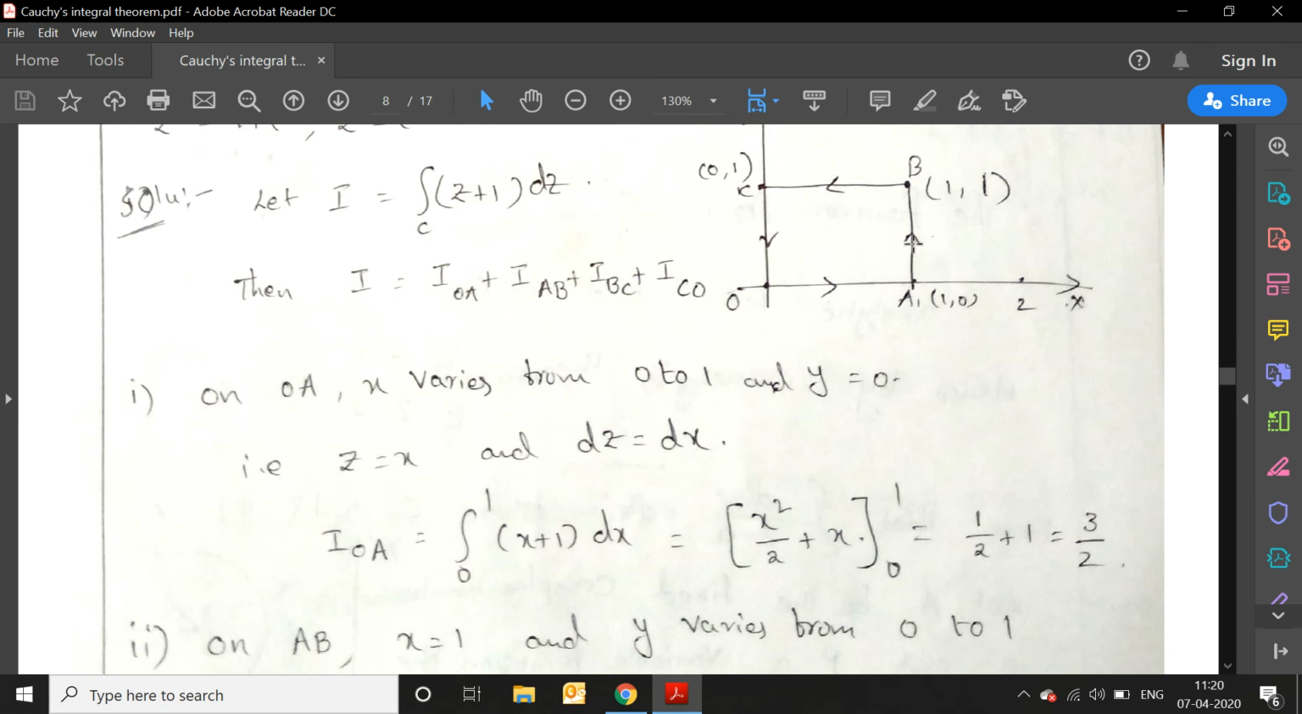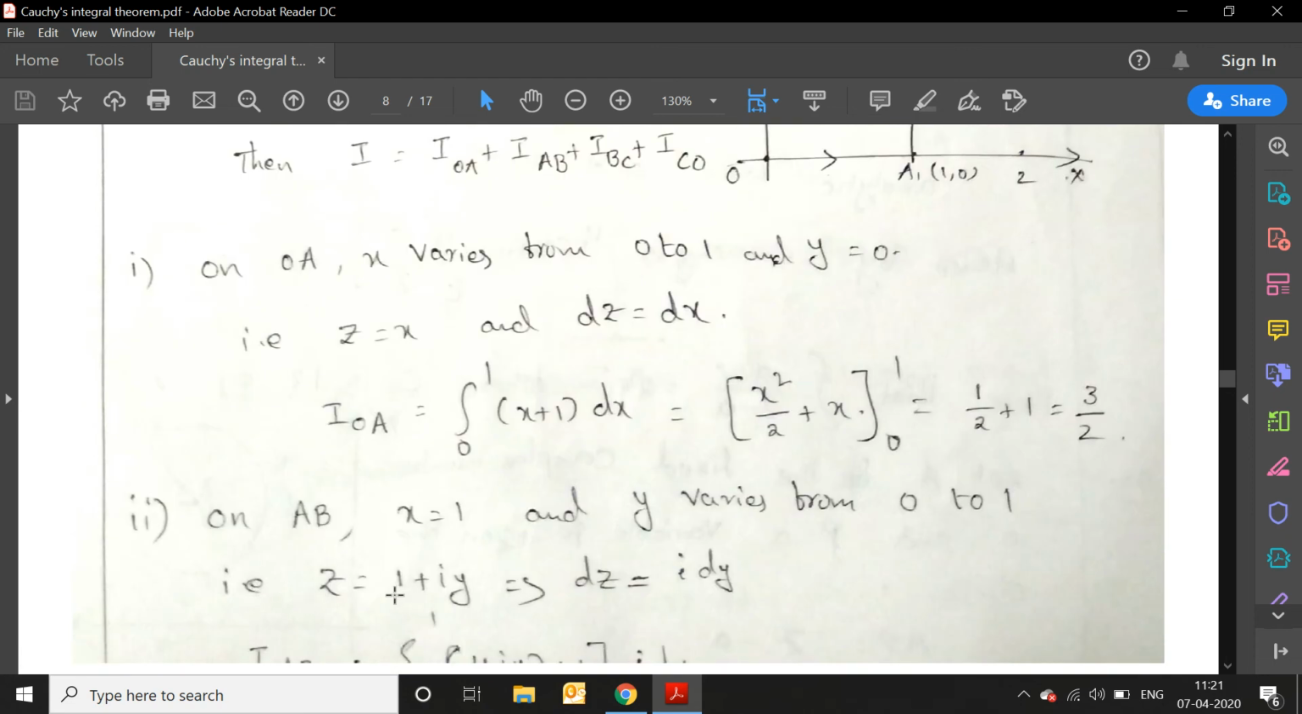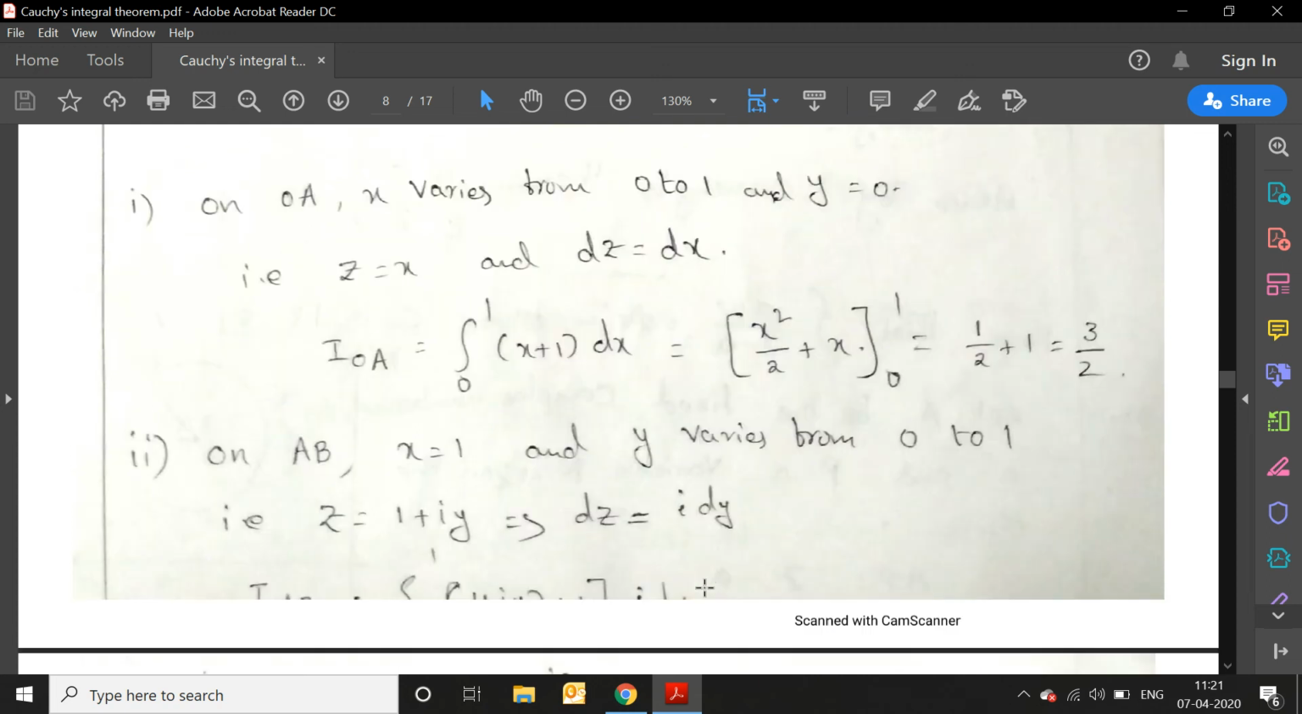On AB, we simply identify the x-coordinate value, which is 1 at both the points. So x is equal to 1 and y varies from 0 to 1. So on AB, x is equal to 1, y varies from 0 to 1, and z = x + iy is equal to 1 + iy. Then dz is equal to i dy.